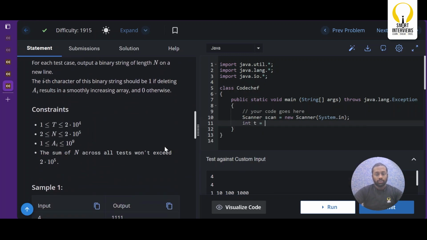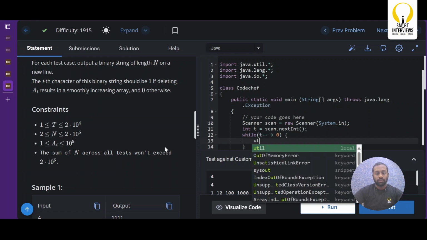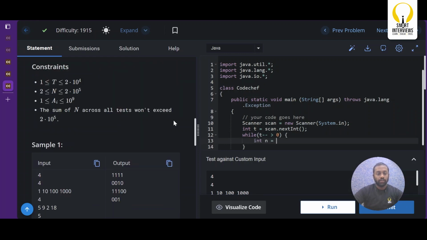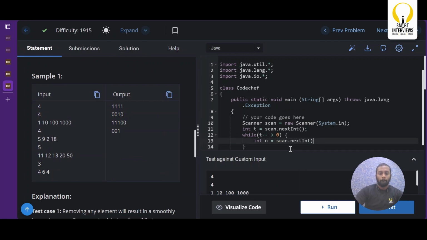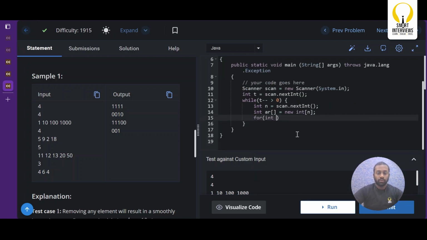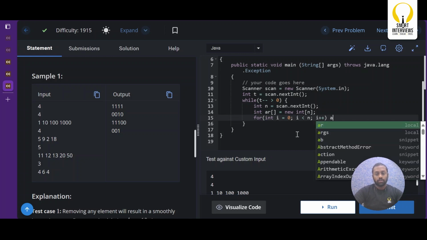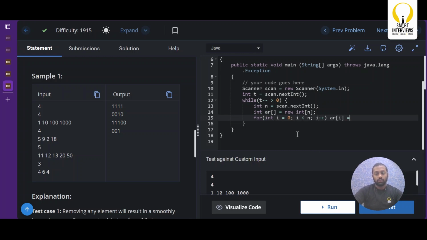Then I'm getting int t equal to scan.nextInt, while t-- greater than 0. I need to get int n equal to scan.nextInt, then int array equal to new int of n, and for int i equal to 0, i less than n, i++, array of i equal to scan.nextInt. With this, my array is also scanned.